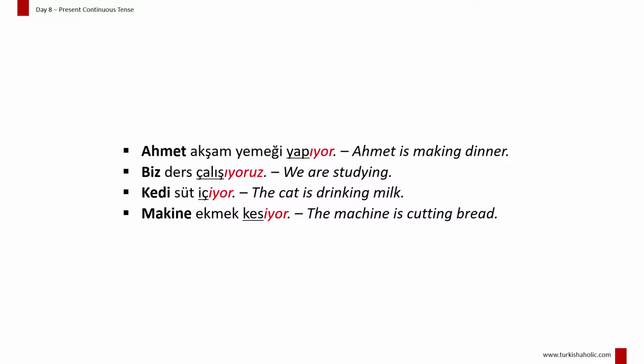Let's see some sentence examples. Ahmet akşam yemeği yapıyor. Biz ders çalışıyoruz. Kedi süt içiyor. Makine ekmek kesiyor.